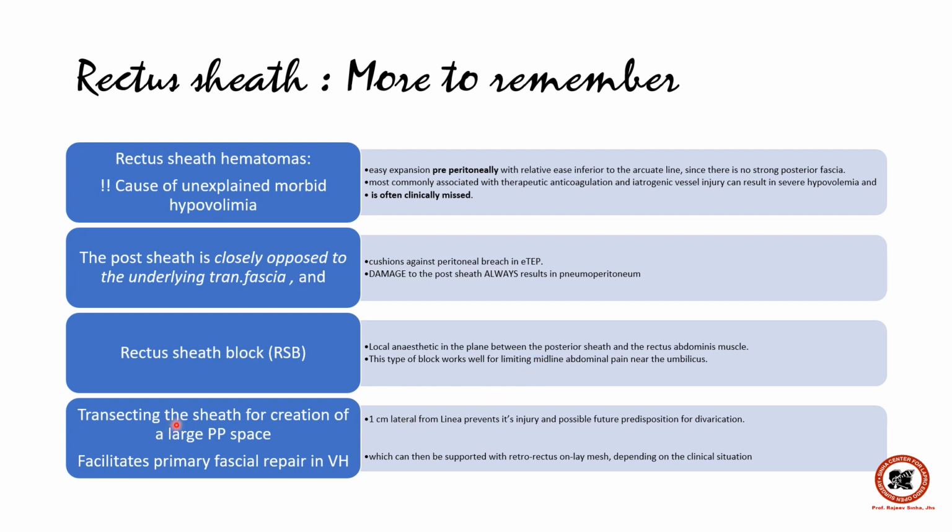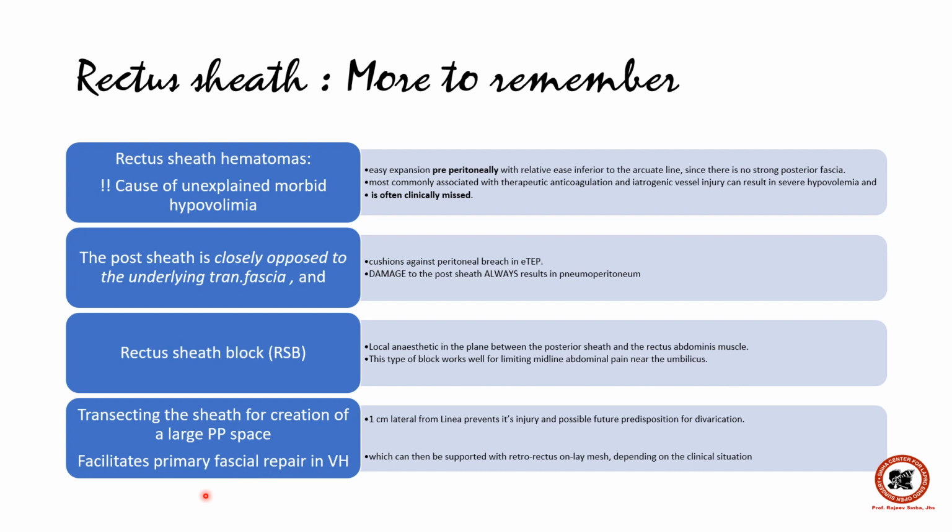Another thing to remember is transecting the sheath for creation of a large preperitoneal space, as is done in eTEP for ventral hernia or inguinal hernia. It should always be at least 1 centimeter lateral from the linea. If you don't do that, you're going to damage the linea, and then you have to stitch the linea back. So to prevent damage to the linea alba, always transect the medial end of the sheath about 1 centimeter from the midline.